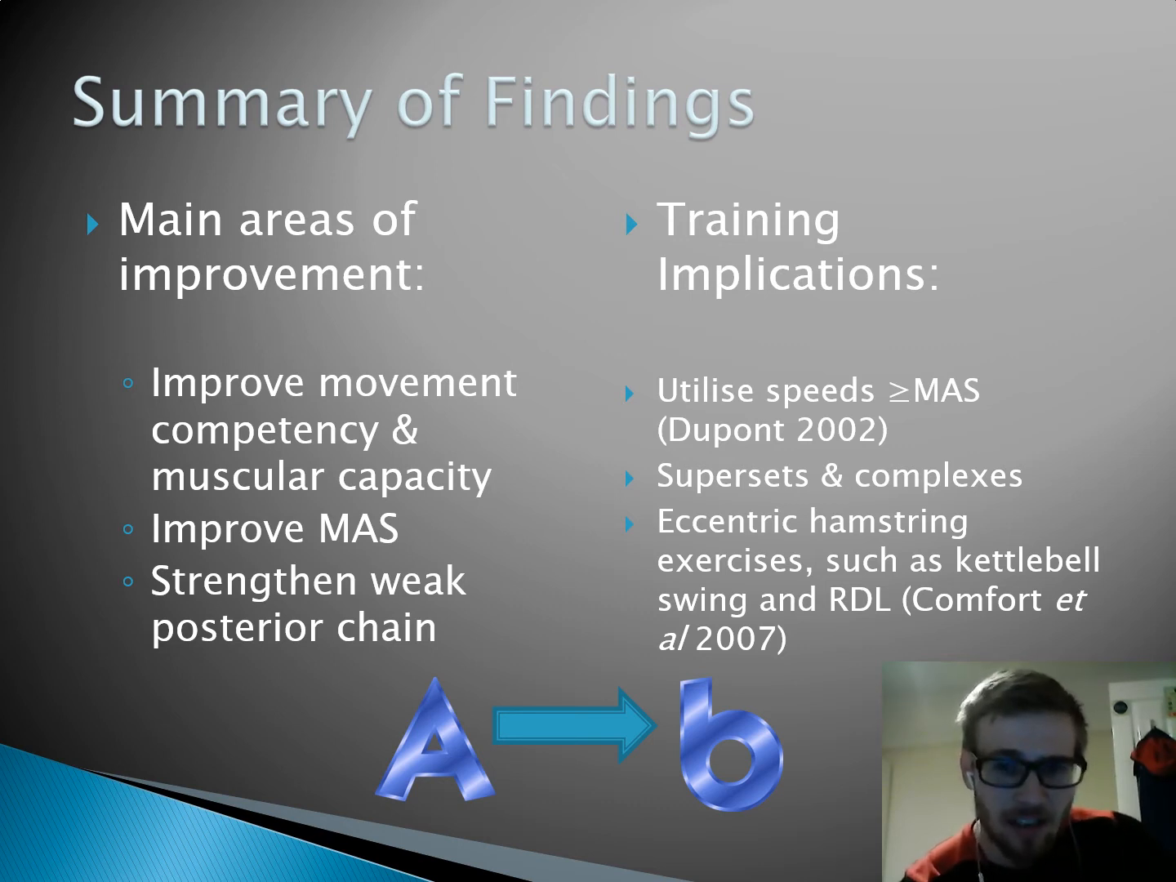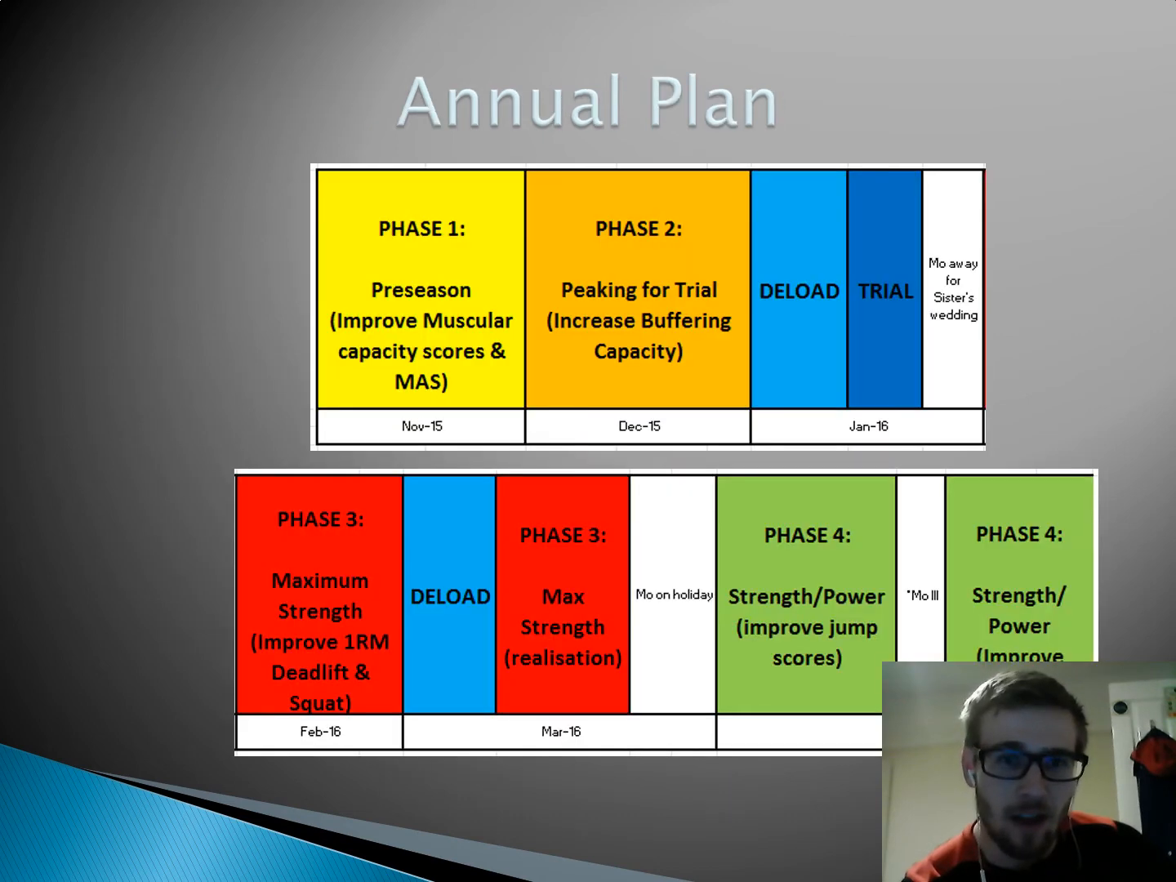Eccentric hamstring exercises were included as well. As I mentioned, eccentric hamstring strength is a predictor of the likelihood of hamstring injury. So this is what the plan looked like. Again, phase 1, looking for local muscular endurance and to lay some kind of foundation for his maximum aerobic speed.